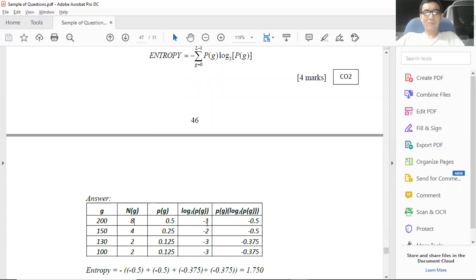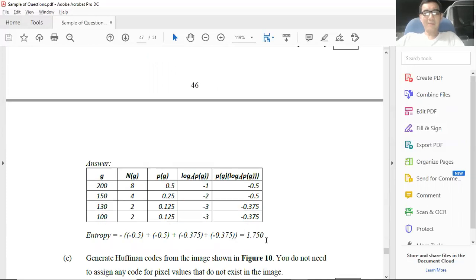And then you calculate log 2, as what I have shown you. And then you multiply the probability with the minimum number of bits. And this is what you get, and then you sum them. So 1.75 is the entropy.